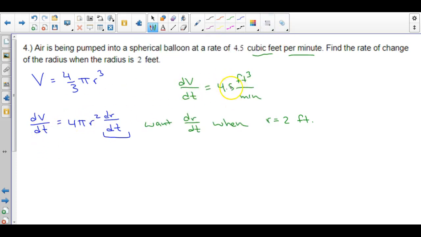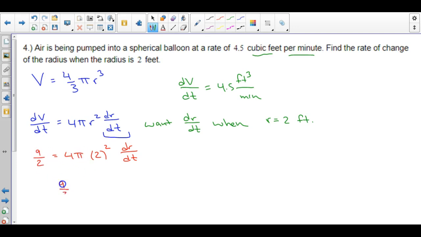So we knew that dV/dt was 4.5. I'm going to just express this as an improper fraction. 4.5 is 9/2. And that is equal to 4 pi, and then when r is 2, so that's my r value squared. And then again, we are solving for dr/dt. So it's just a matter of simplifying this, and then we're going to express our answer in terms of pi.